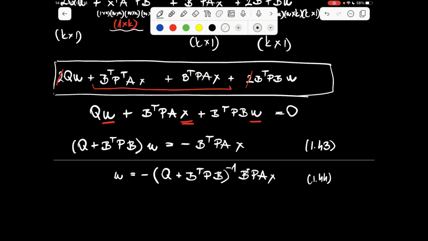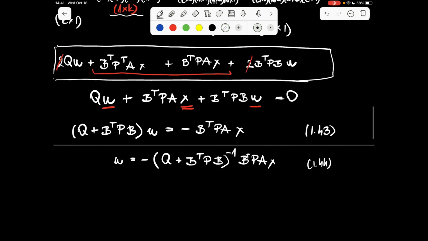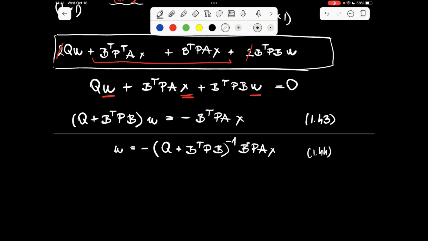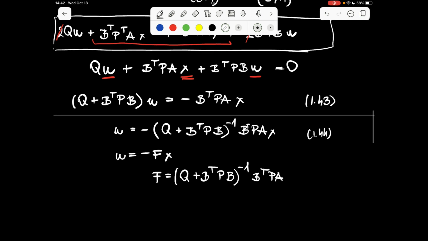This is a linear policy function that describes the optimum decision as a function of the state, and it can be wrapped up this way, where F is this very long parameter matrix. Okay. This is what we are looking for.